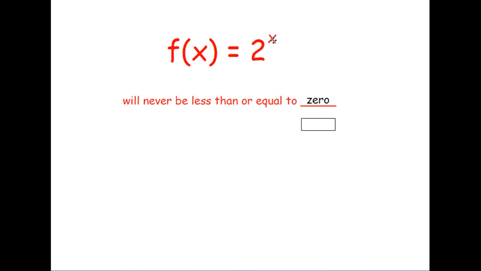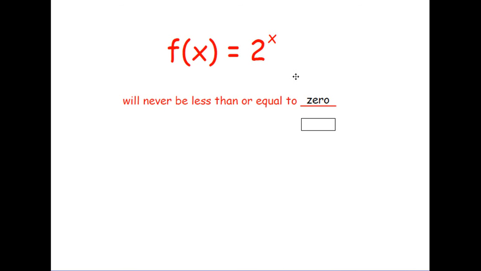Because there's no value you can put in for x that will make this go to 0. The smallest value that's positive we put in is 0, and 2 to the 0 is 1. You go to fractions, to the 1/2, that's the square root of 2, which is still positive. If you went to negatives, negative 1, that would be 1/2, that's still positive. Negative 2 would be 1/4.